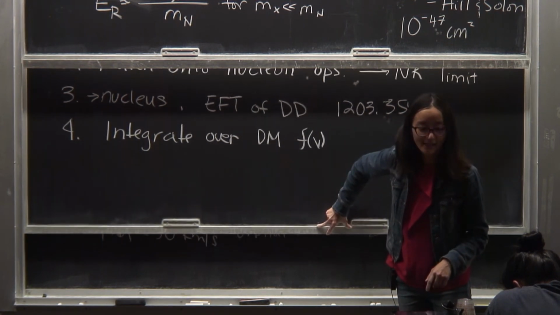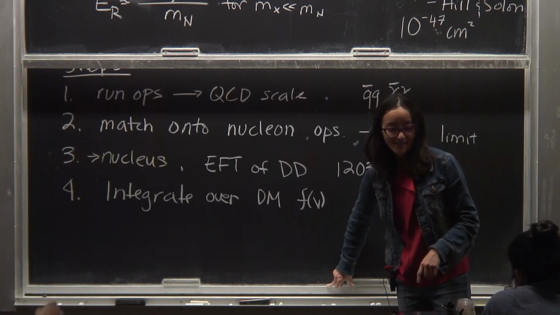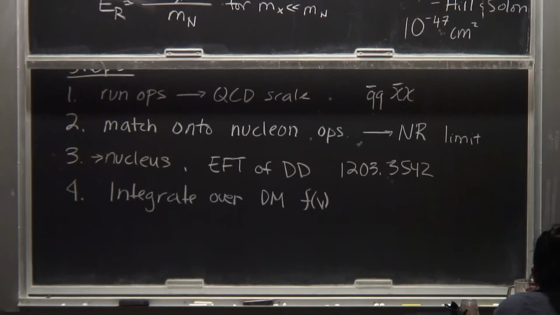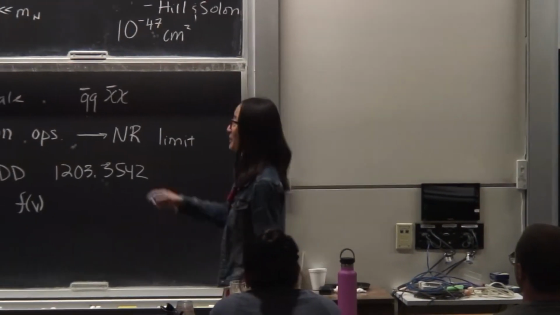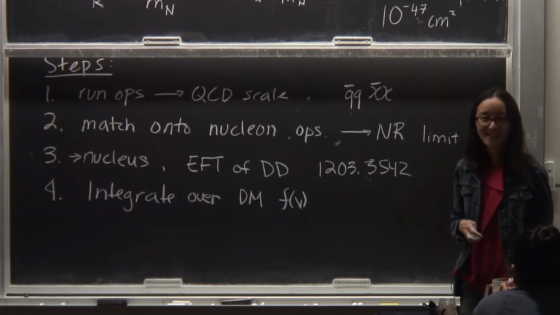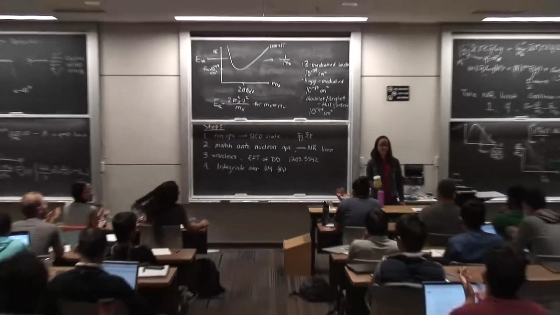Okay, so that's it. Come to the next final class, the last one, because that's all new stuff. It's all going to be electron scattering, phonon scattering, and light dark matter, and a summary of some of the experimental directions. That's it for today. Thank you.